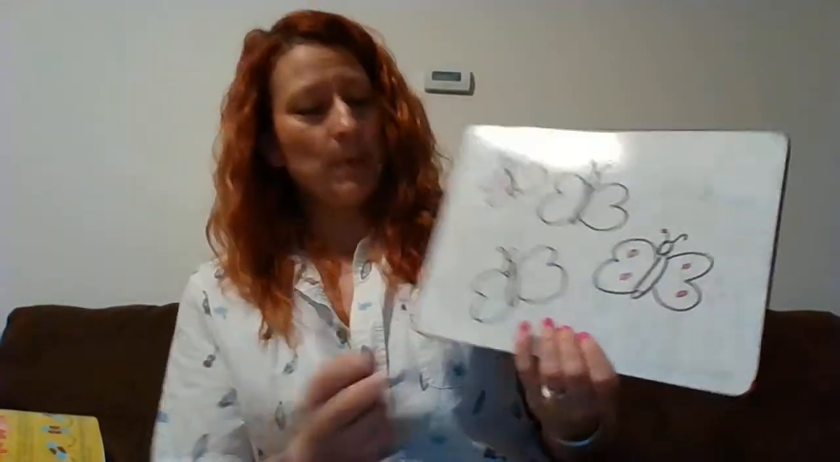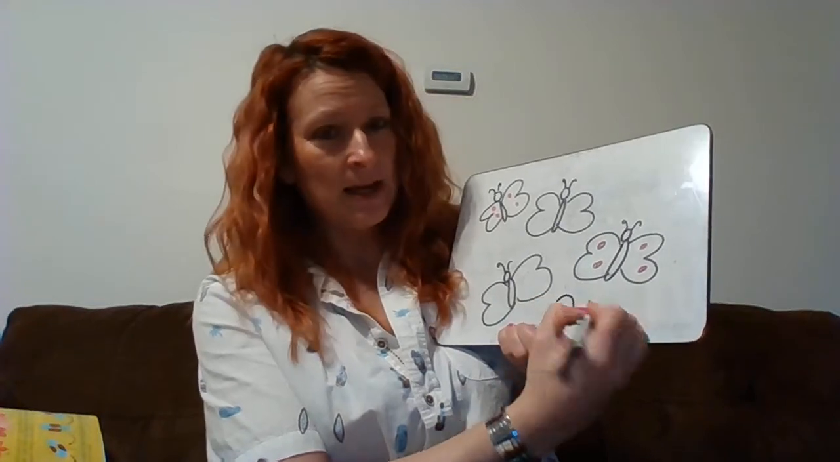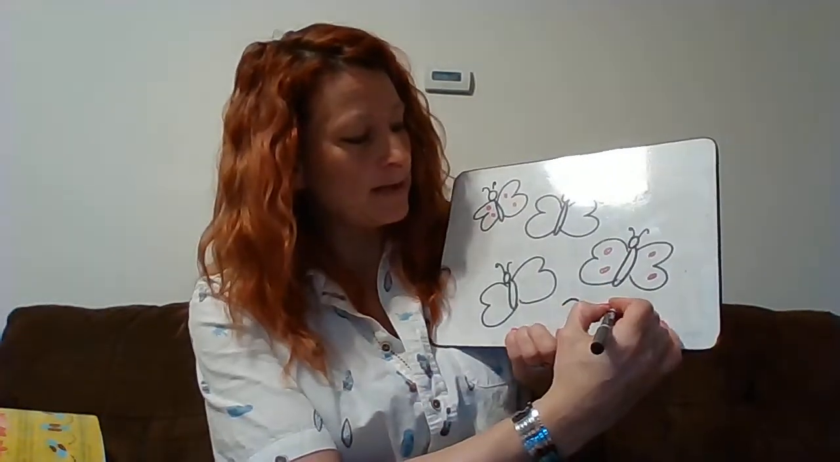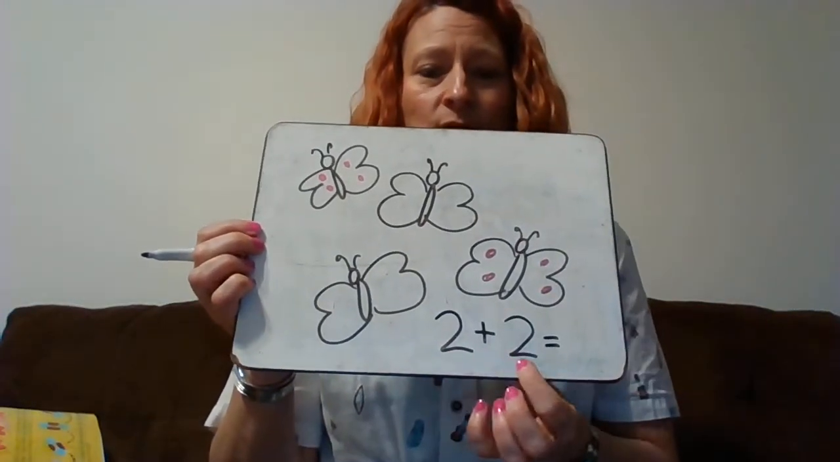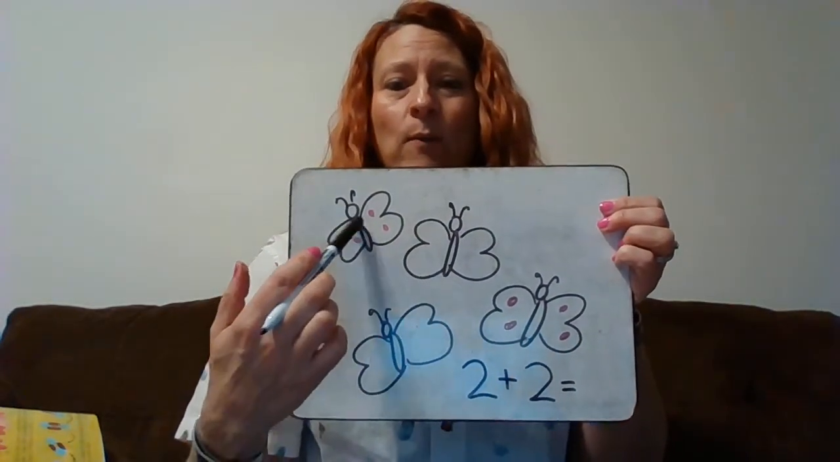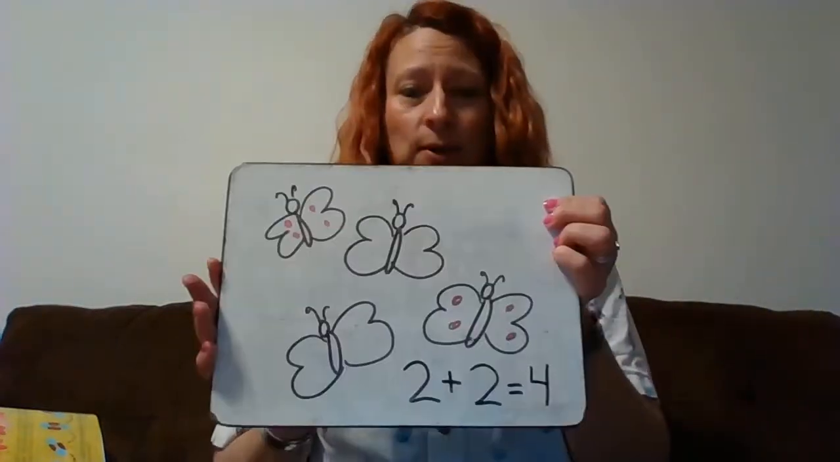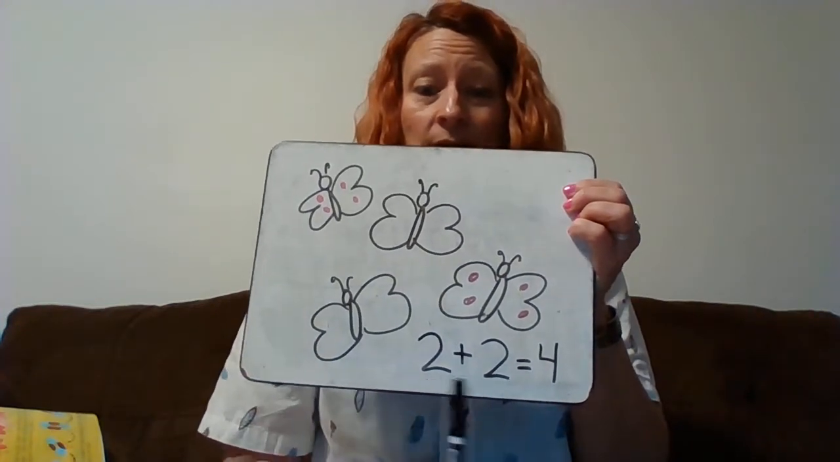So what I did was I drew a picture and I wrote how many had spots, which was 2. And then I have a plus sign. How many don't have spots? There are 2. And I put an equal sign. So it's 2 plus 2 equals, and I need to know how many I have all together. So we would count 1, 2, 3, 4. So 2 plus 2 equals 4. There's my plus sign, there's my equal sign, and I'm telling you how many I have all together.